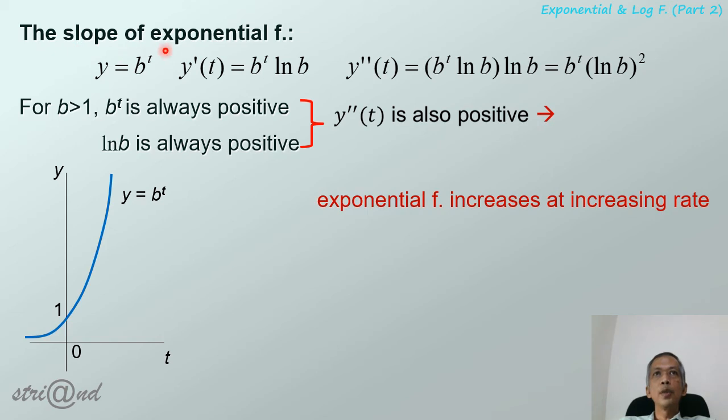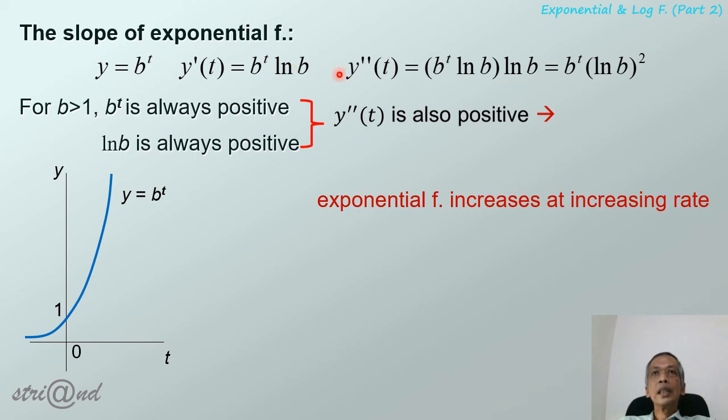Let's see the slope of exponential function. This is a typical shape of an exponential graph. Y equals b to the power of t. And this is the derivative. The derivative of y with respect to t is b to the power of t times the natural logarithm of the base. That's what we can learn from our previous slides.